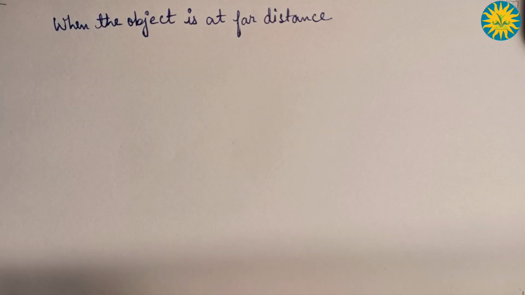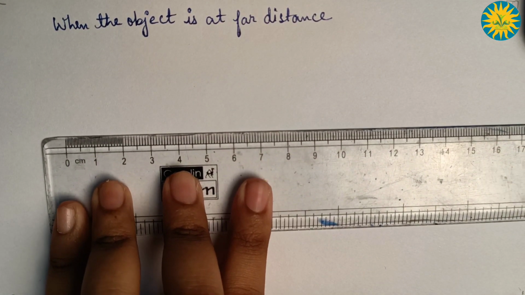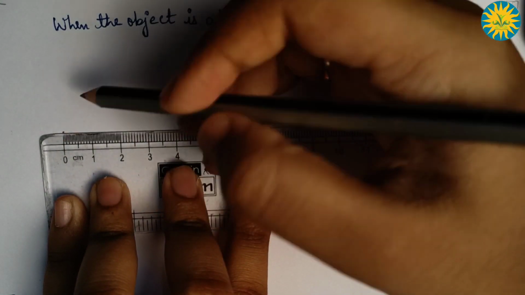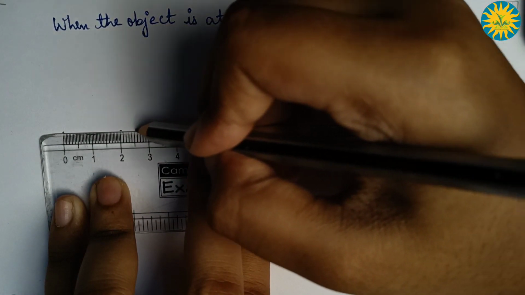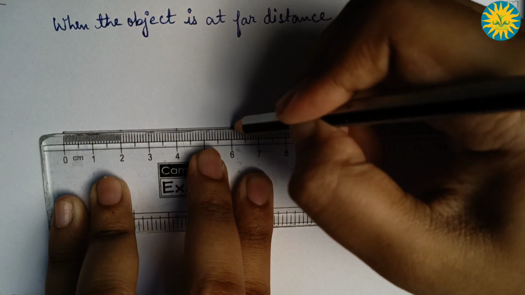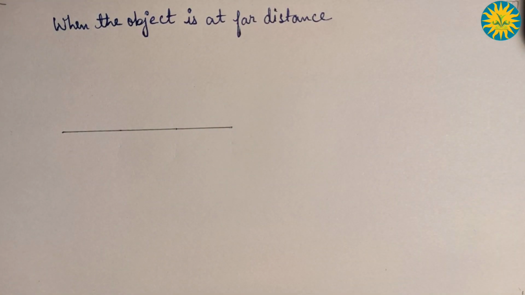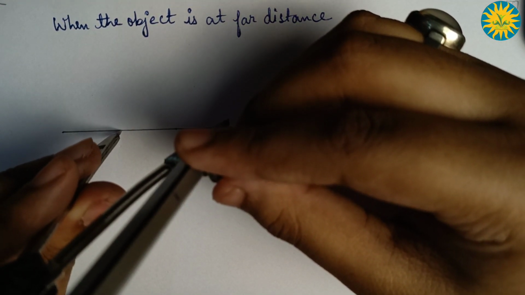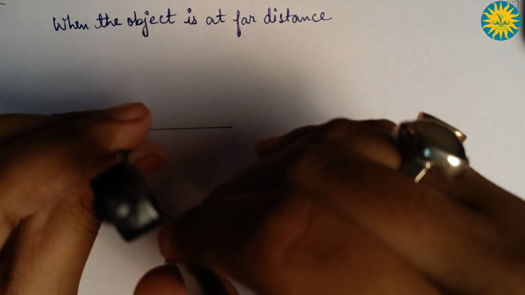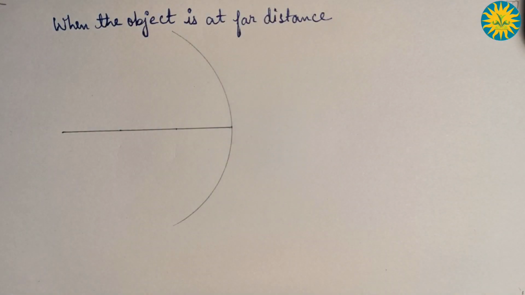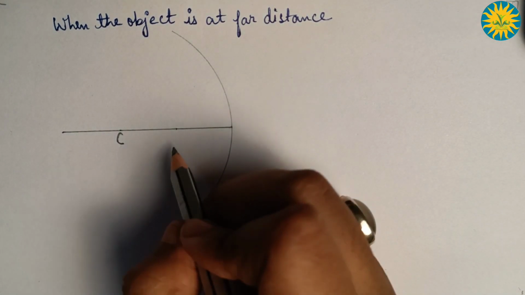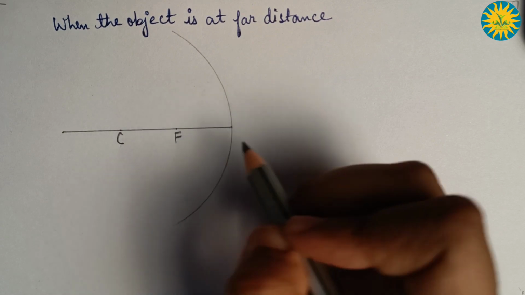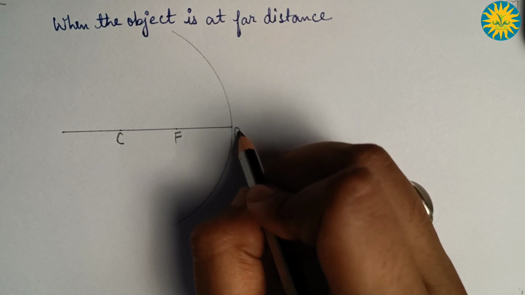Now we will move forward to our next diagram, that is when the object is at a far distance. Just like the diagram we have drawn before, we are dividing the line segment into 4 equal halves. We are taking the points 0, 2, 4 and 6. Now again we will place the compass at the center of curvature to draw the arc. The arc is the mirror. So we have drawn our concave mirror. Now this is the center of curvature, this is the focus, and this is our pole.